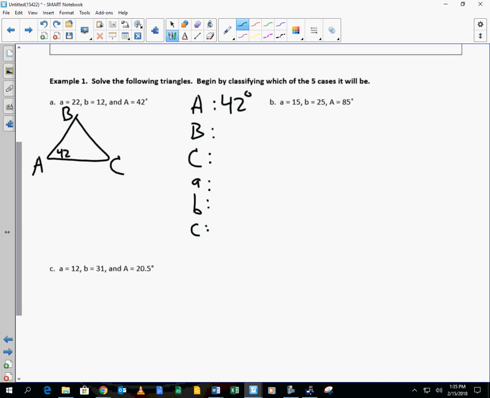So we got 42 degrees, we've got 22, and we've got B is 12. So I go 22 and I go 12. Is everybody okay with the setup? What kind of triangle do I have? Side, side, side, side angle, side angle. What do we got?